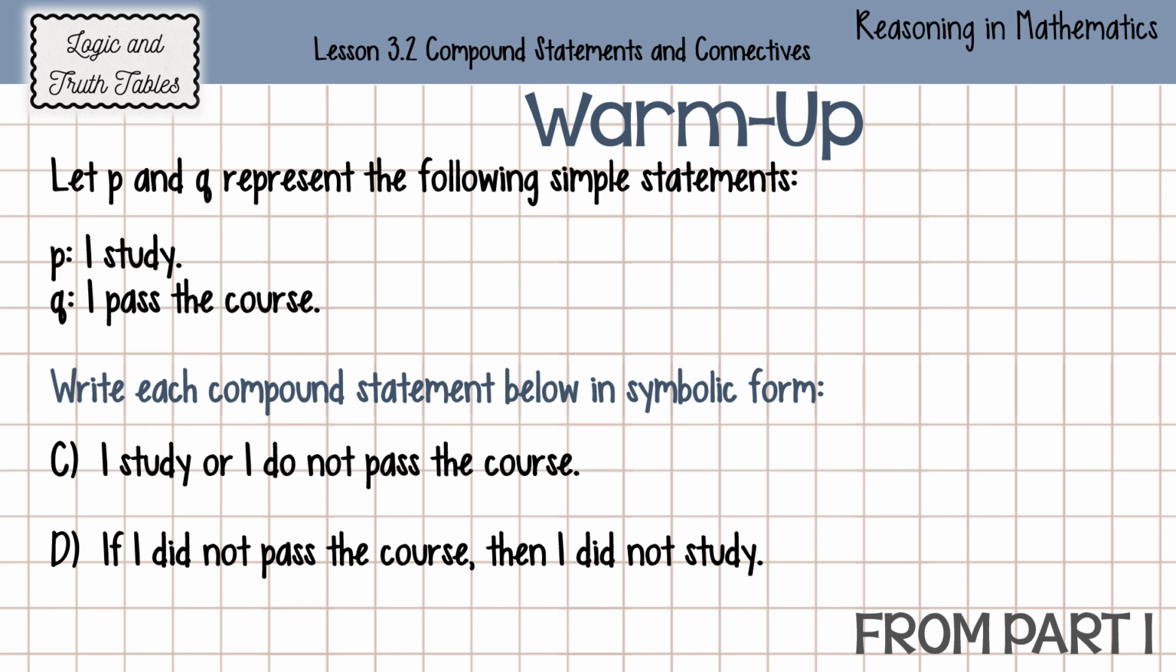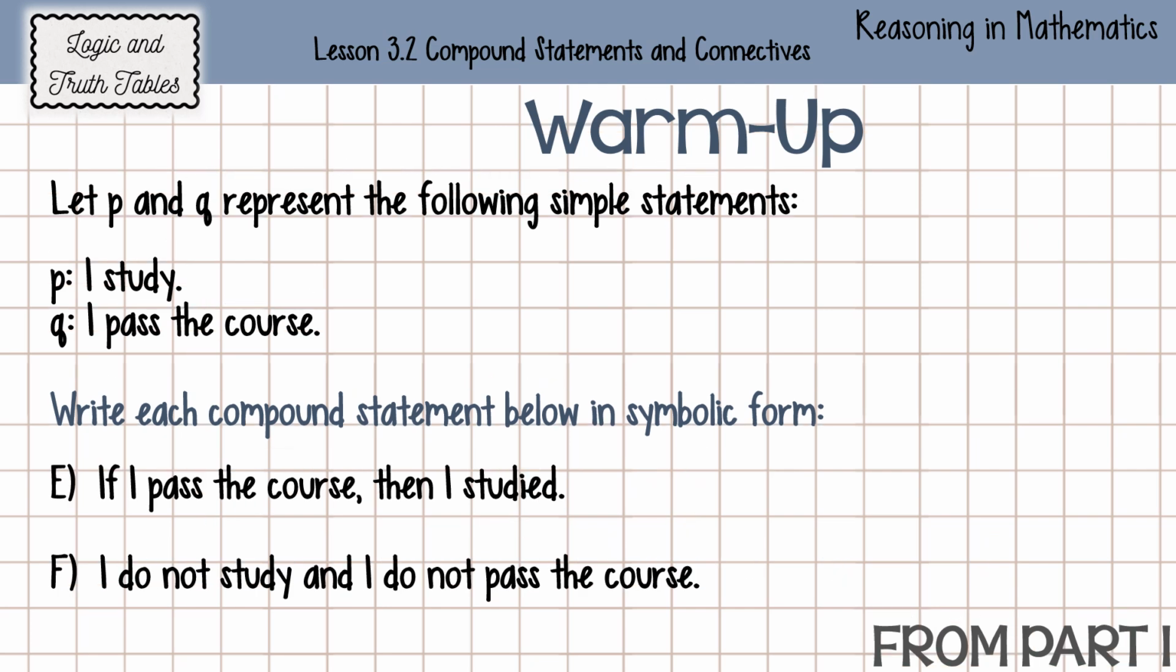Let P and Q represent the simple statements. Okay, we're continuing on, same ones we had before. We're on part C. I study is still P, or I do not pass the course. So we're negating Q. So it's P or not Q. If I do not pass the course, so we're negating the Q here, then I did not study. We're negating P. And the if then gives us that arrow. That's the connective that we have. So not Q implies not P.